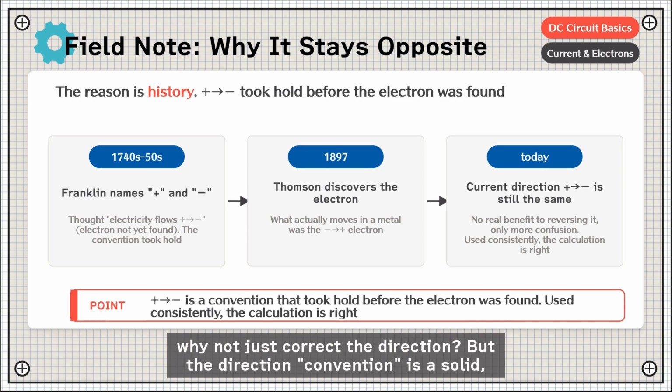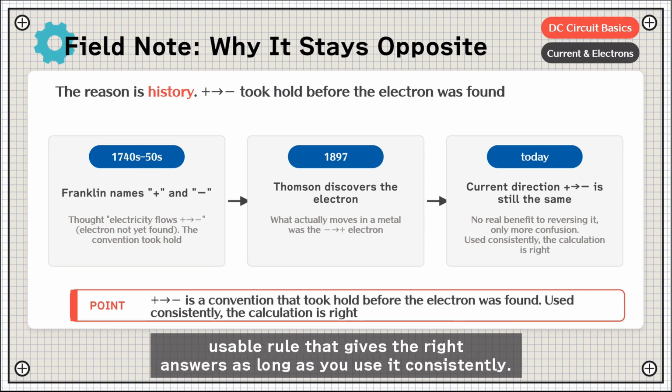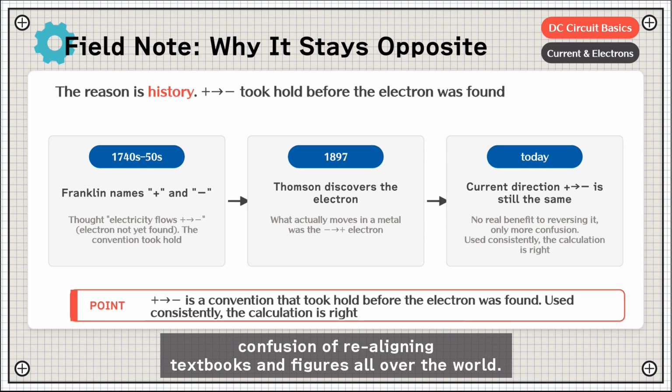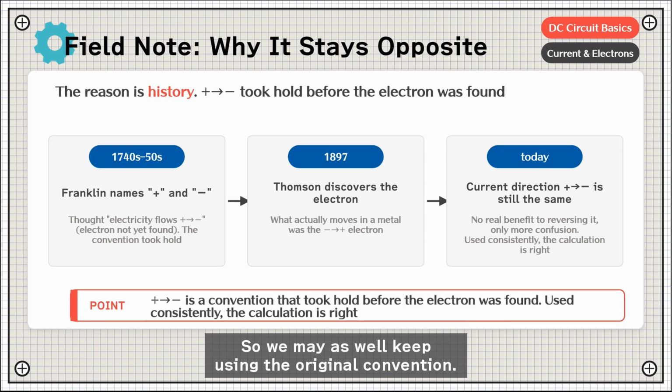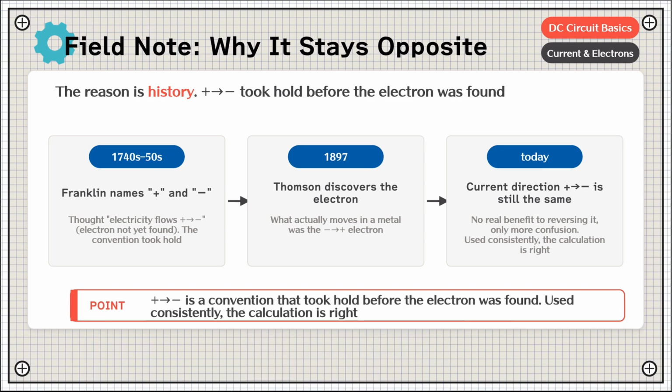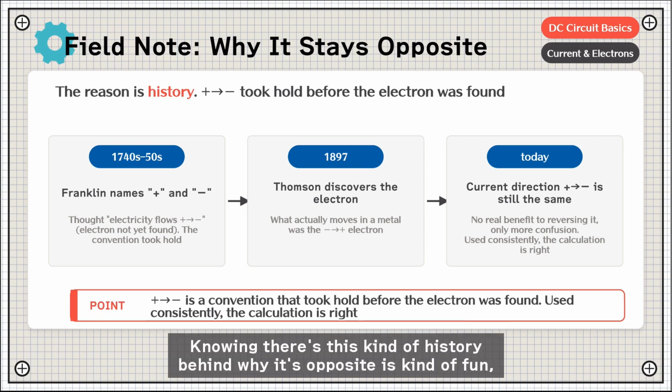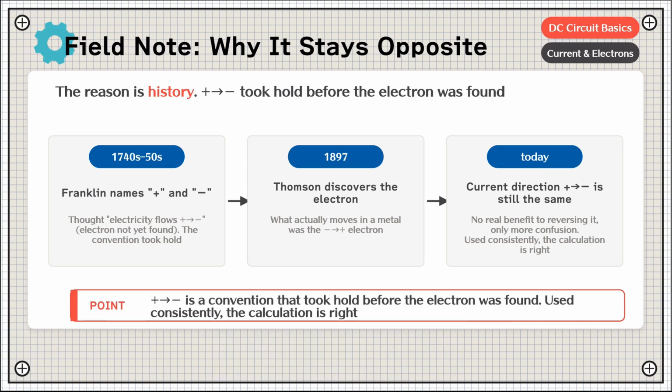So you'd think, why not just correct the direction? But the direction convention is a solid usable rule that gives the right answers as long as you use it consistently. Switching the direction now would gain almost nothing and only add the trouble and confusion of realigning textbooks and figures all over the world. So we may as well keep using the original convention. Because of that history, in the field we still deliberately use current direction and electron direction separately. Knowing there is this kind of history behind why it's opposite is kind of fun, isn't it?